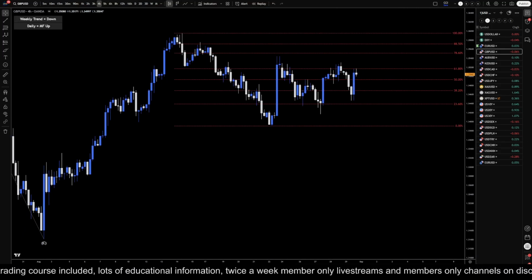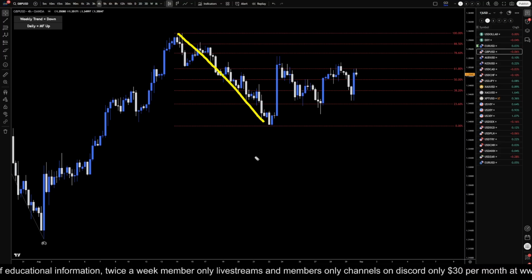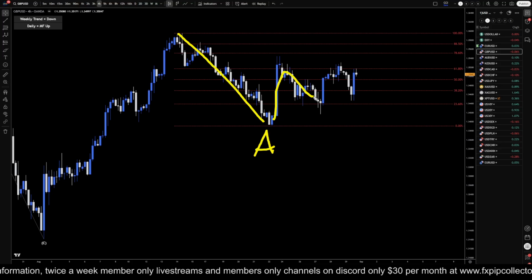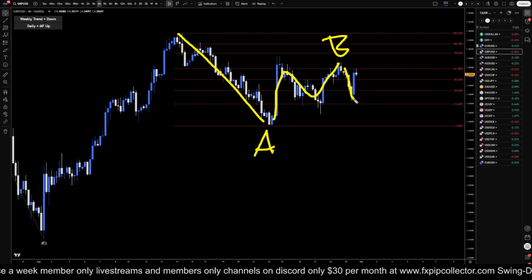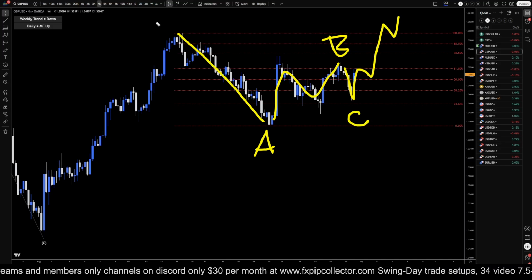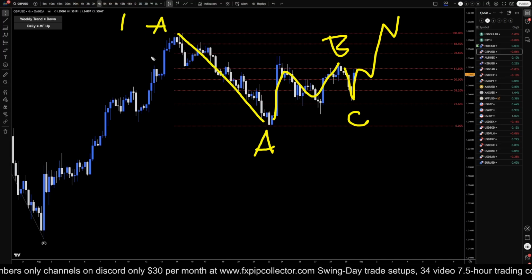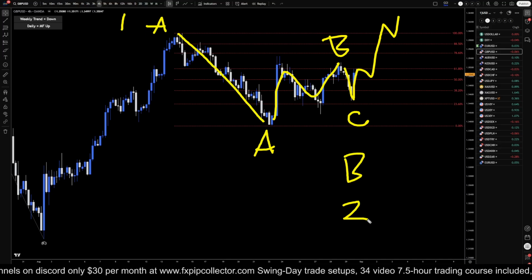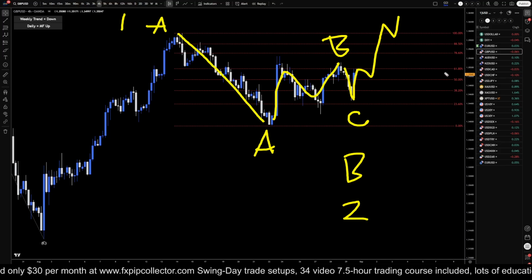Going down to the 4 hour time frame, definitely very corrective looking. I mean, this looks more like a wave A to me. Kind of looks like it tried to make three waves of B, maybe a high wave C, and now we're going up. Now, like I was showing on the daily, this is either an A or a 1. This is likely a B or a 2. We are either in a wave 3 or a wave C.